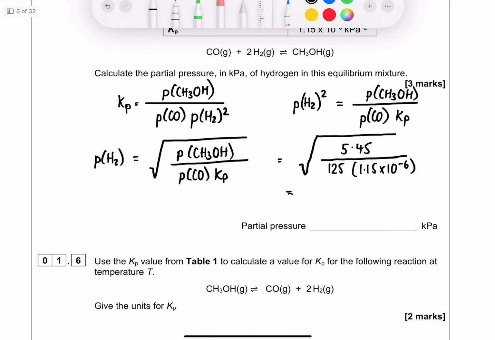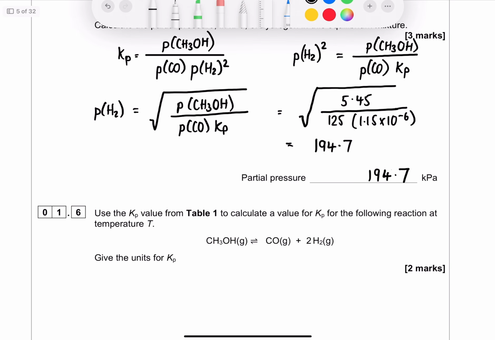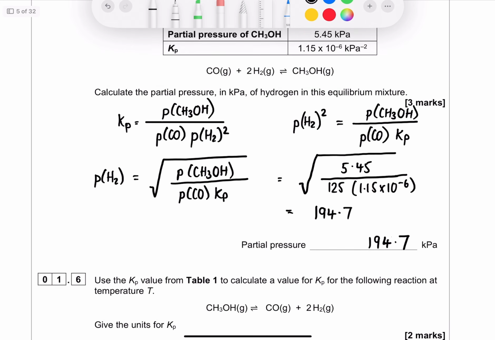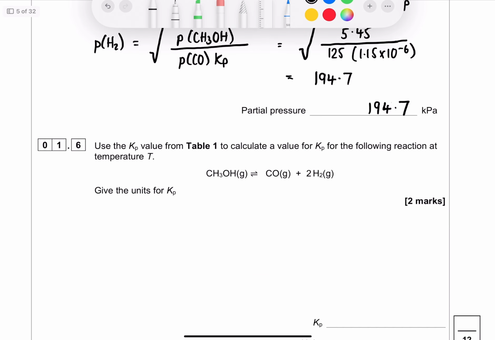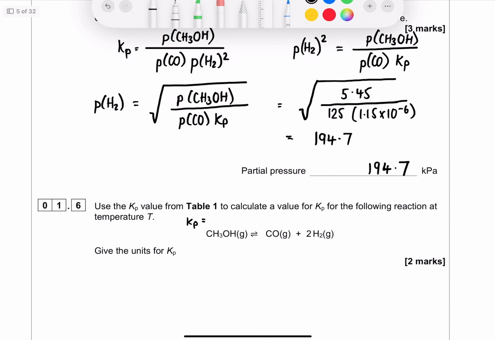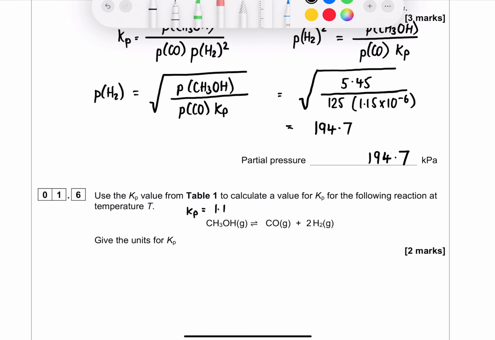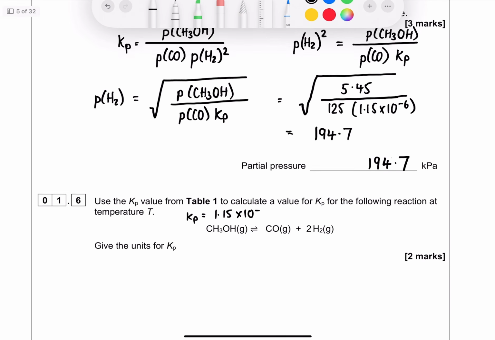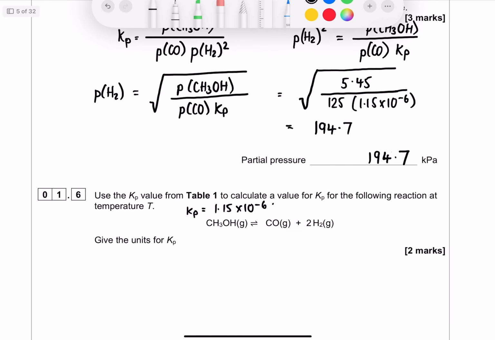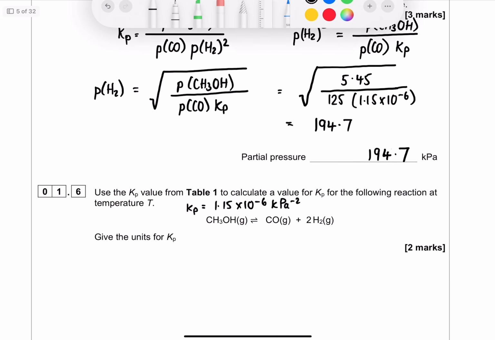And if I do that, my calculator gives me 194.7. And I've got my answer. I could round that to 195 as well, given that all the numbers in the table were to 3 significant figures. Use the Kp value from table 1, so let's just remind ourselves what it was. So it was 1.15 times 10 to the minus 6 kilopascals to the minus 2.